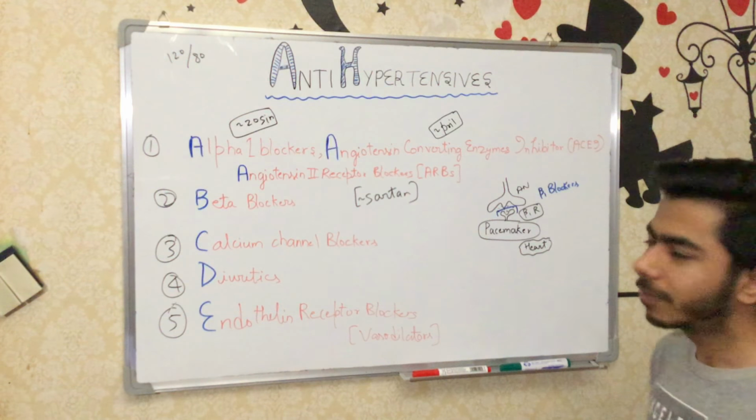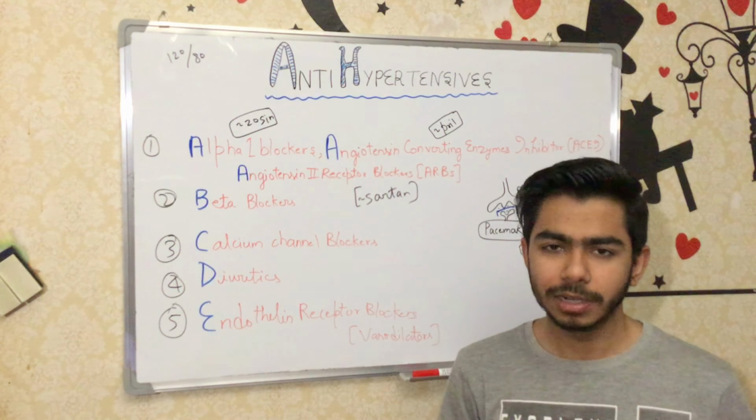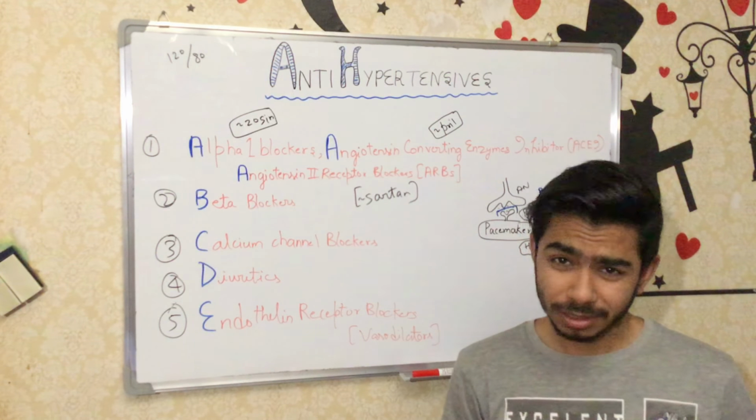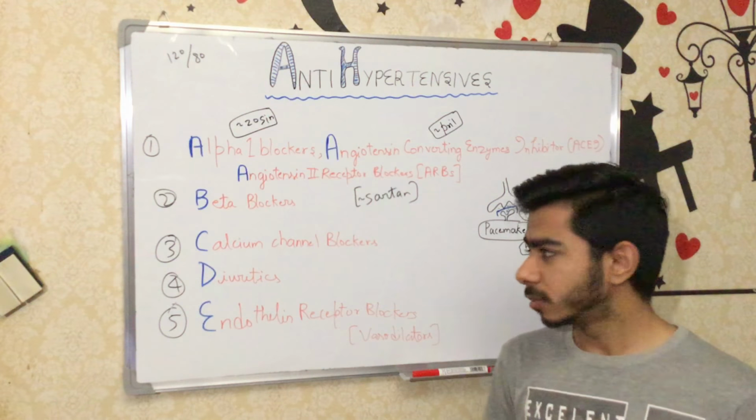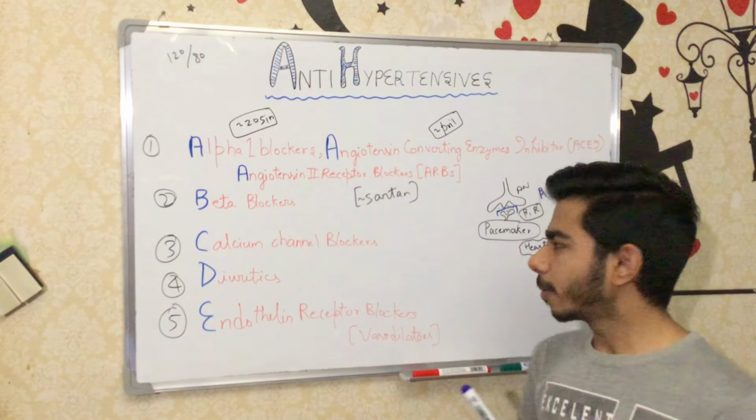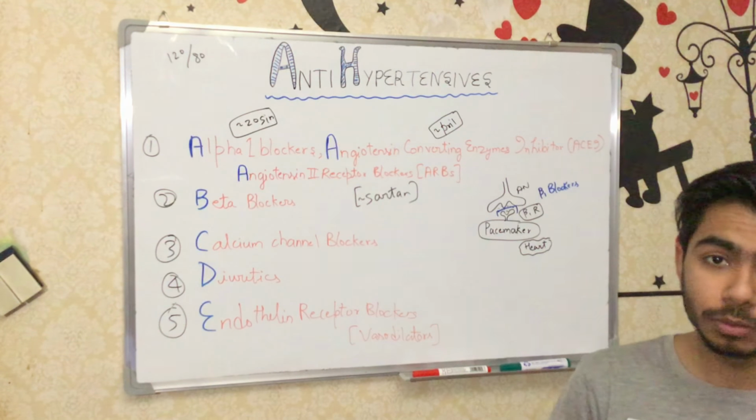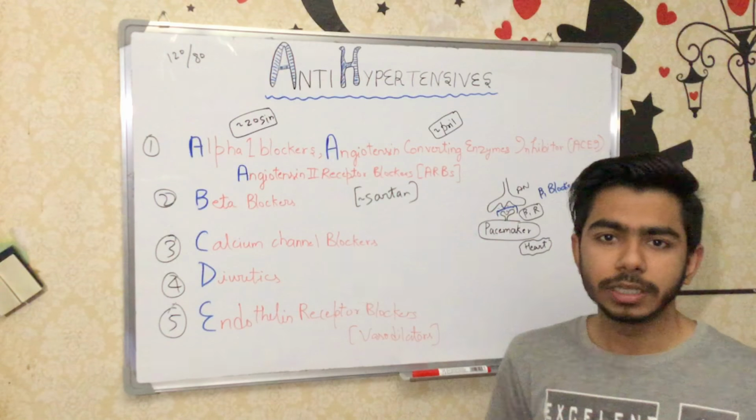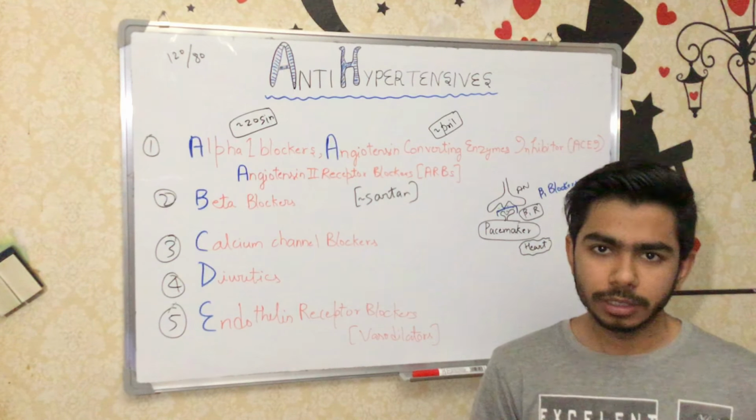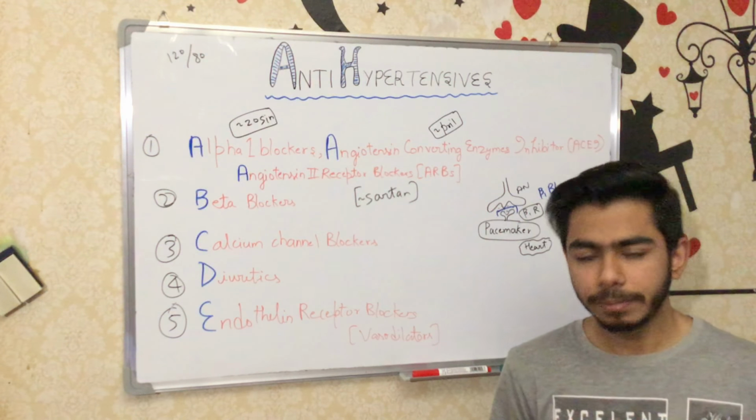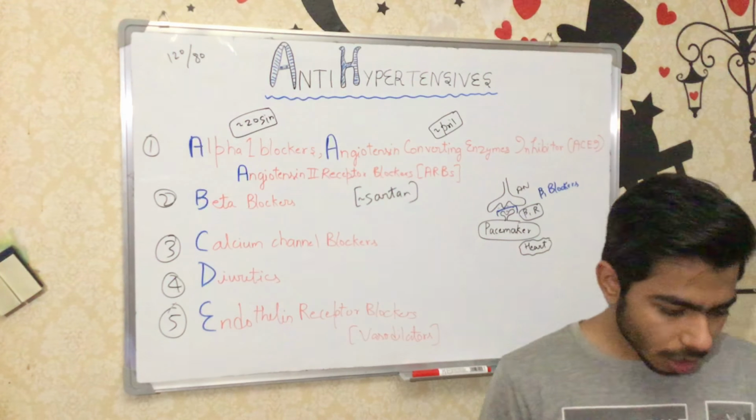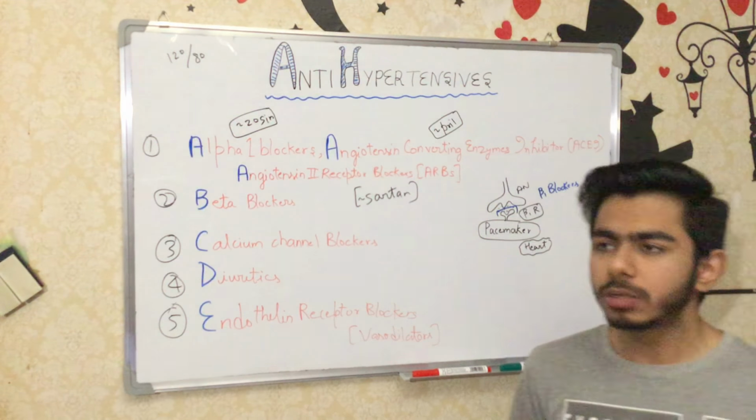Now talking about the beta 1 and beta 2 blockers, labetalol or carvedilol. Beta 2 receptors are present in the smooth muscles. So over there we have the beta 2 receptors, as I already mentioned. Again, the adrenaline can bind to it, and it can cause an increase in blood pressure. So the blockage of the beta 2 receptors over there can also cause a decrease in blood pressure. This was about the beta blockers.